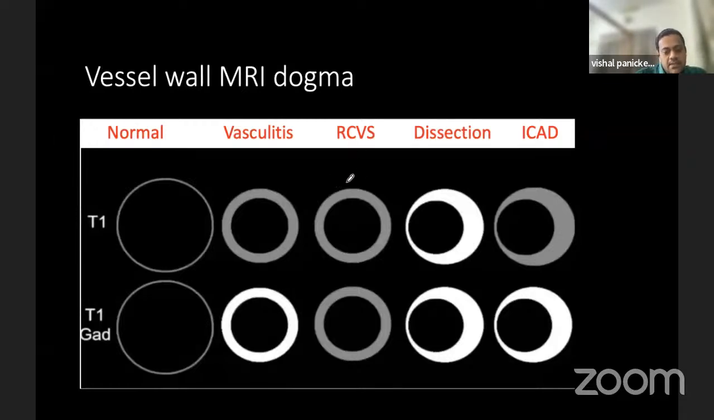In RCVS, there is contraction, that is myosin actin overlapping, which leads to medial thickening, and the vessel lumen is narrowed, but there is no inflammation and no gadolinium enhancement. In dissection, there is blood inside the vessel wall in an eccentric location, causing eccentric narrowing of the lumen, and the blood is T1 hyperintense, so there will be T1 hyperintensity, and on contrast there will be enhancement also. In ICAD also there will be eccentric narrowing of the vessel wall, and there will not be any T1 hyperintensity, and gadolinium will show enhancement of the vessel wall.